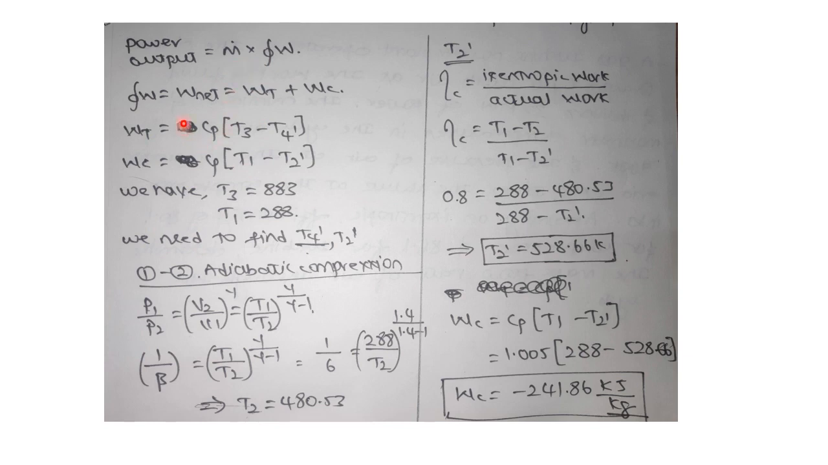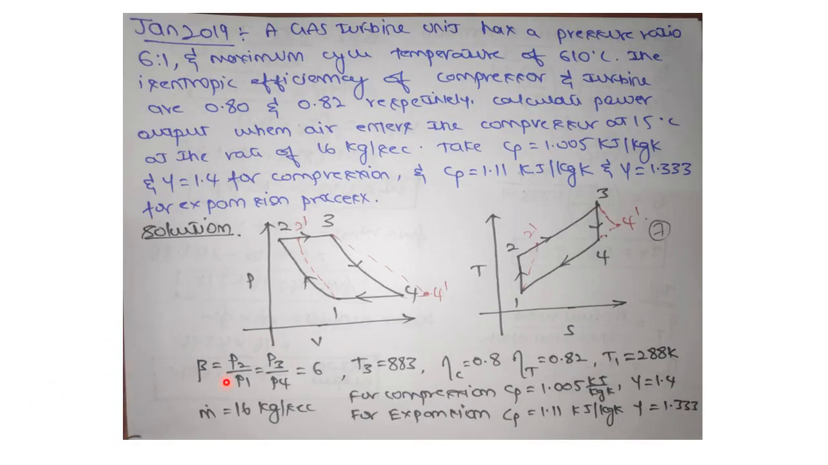That's it, simple. Okay. So T3 value and T1 value he has given. So T3 is 883 and T1 is 288. He has given the values. But we need to calculate what is T4 dash so that the work done by the turbine can be calculated, and we need to calculate what is T2 dash so that the work done by the compressor is calculated. So first we shall find T4 dash, or T2 dash, both the things. So for T2 dash, we will take process 1 to 2. Process 1 to 2 is adiabatic compression.